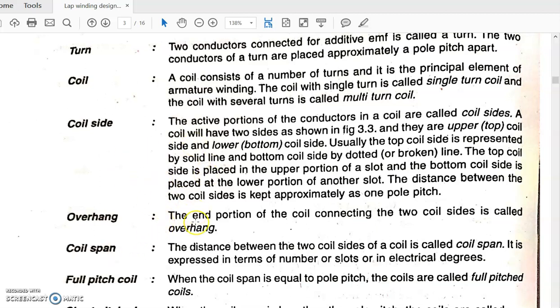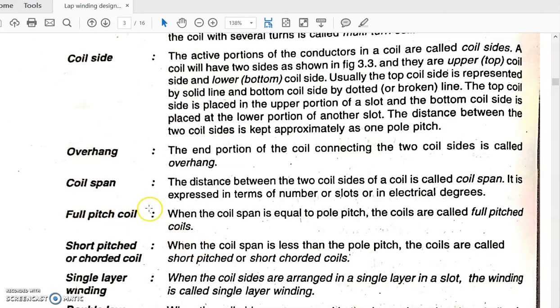Actually, the overhang portion will not be in the armature portion. It will be out of the armature portion, and it is not going to take part in the energy conversion process too. Coil span is the distance between two coil sides of a coil.